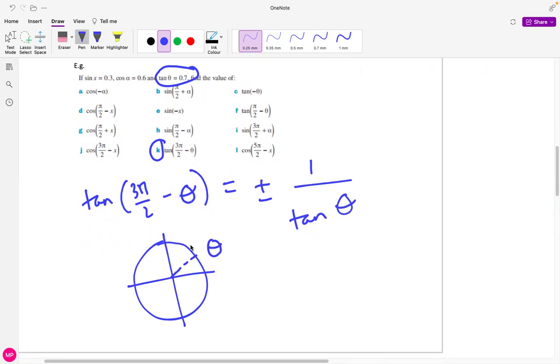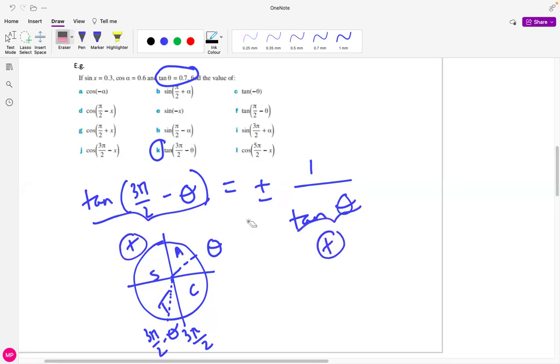Now, 3π/2 minus theta. So 3π/2 is 270 degrees, which is right here. If you minus theta, you will have about there. So that's 3π/2 minus theta. In this quadrant, I'm looking for tan. ASTC: in this quadrant, tan is positive. So I know that this gives me a positive answer, and this tan theta is also positive. So I don't need the negative again. So I know that it's positive 1 over tan theta.